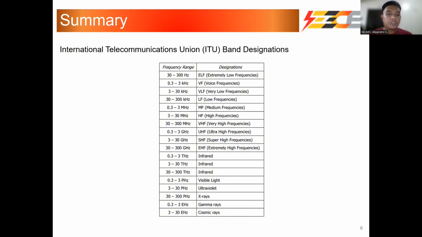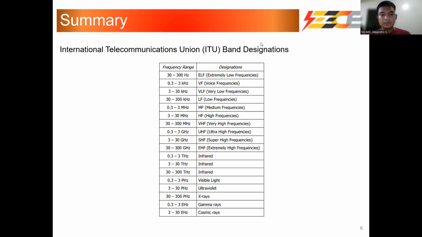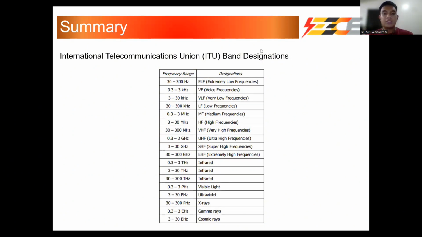So between 30 to 300 hertz, we have the ELF, or the extremely low frequencies. In the extremely low frequency range, AC power line frequencies as well as the low end of the human hearing range are classified.